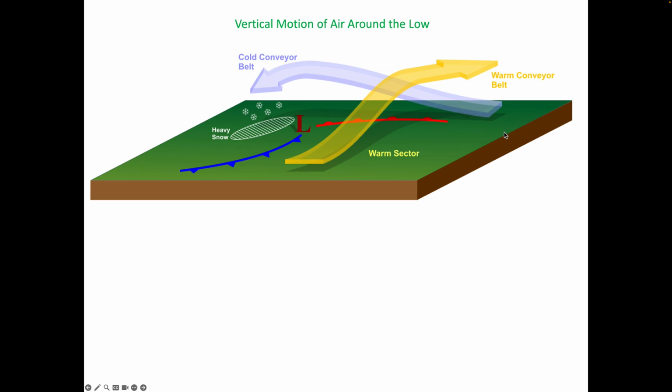The cold conveyor belt is basically meant to show the movement of the stale cold air to the north of the warm front. And what you would see, in fact, is that the movement of the air would be out of the east, southeast, or even a little bit northeast.